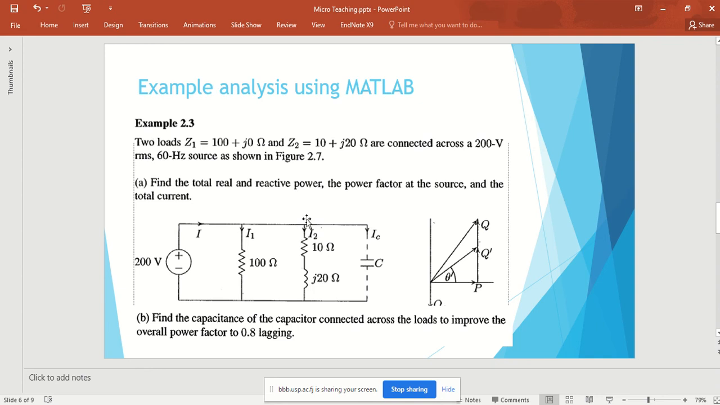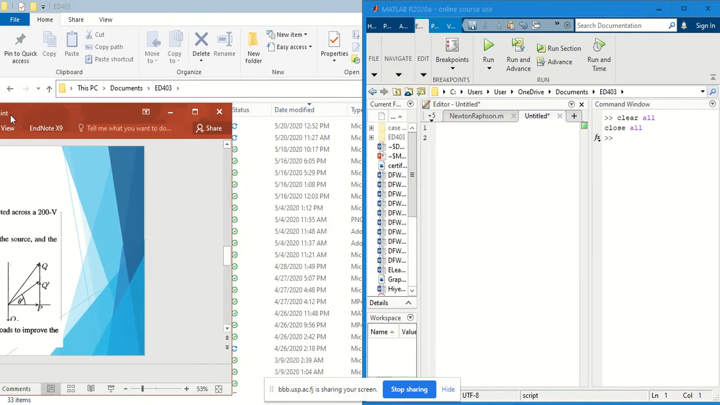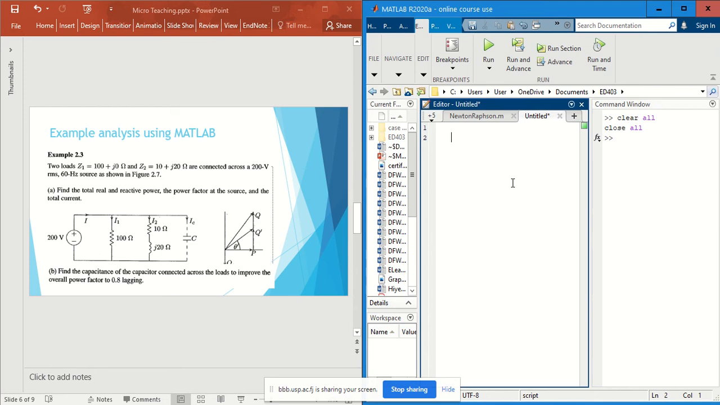The question says: A, find the total real and reactive power, the power factor at the source, and the total current. So now we'll be doing some calculations, and we'll be using MATLAB to do our calculations. Let's open MATLAB. Okay, MATLAB is already open here. So first, a comment: power factor correction.